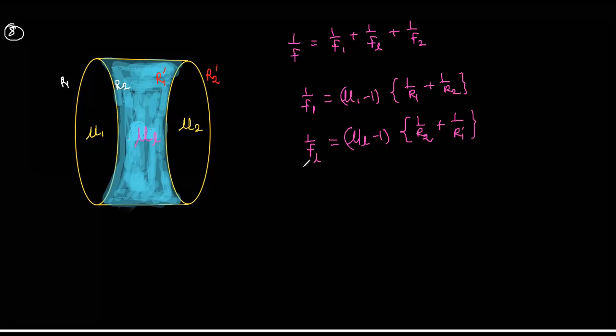Next is again for 1 by F2, that is for the second refractive index of this medium. This is (mu2 minus 1) into 1 by R1 dash plus 1 by R2 dash. So if you want the resultant power, that is equal to your P net. If you calculate all this, you will get the same thing. Right? Understood? So note down.